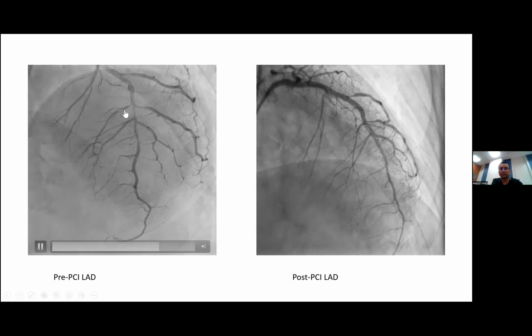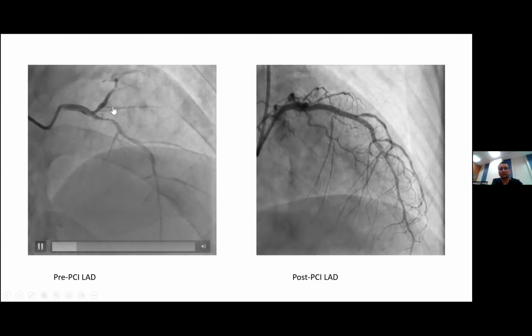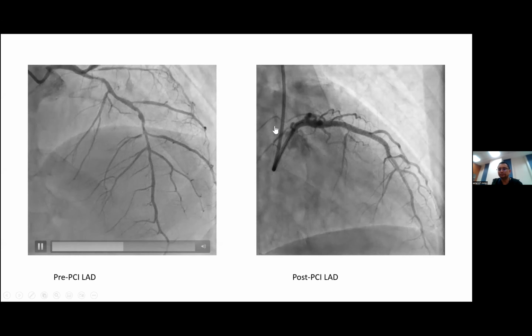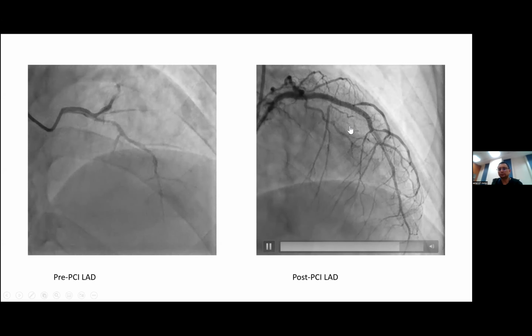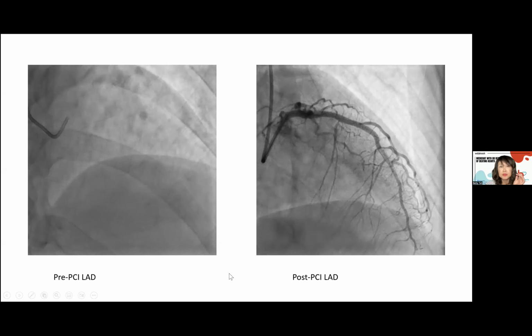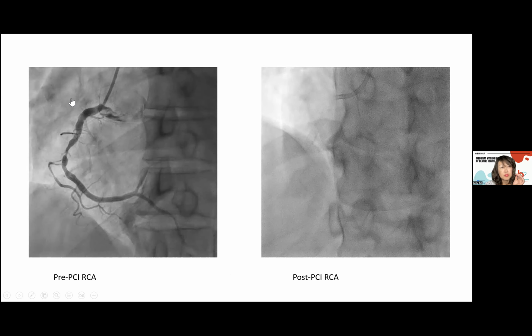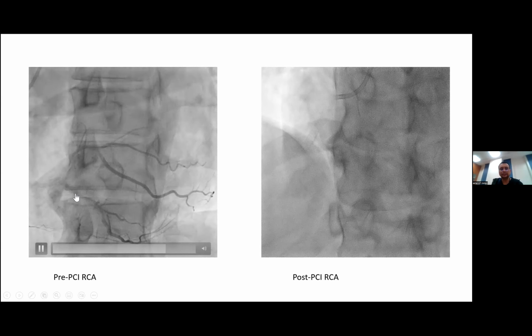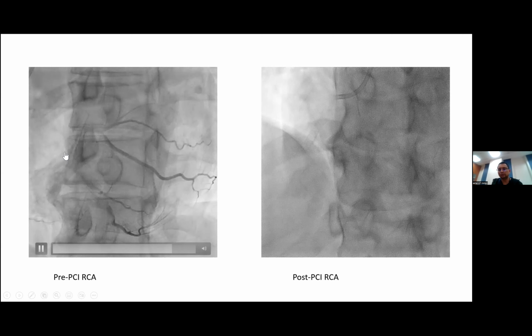So this is pre-angioplasty. You can see severe stenosis of the proximal LAD, and post-angioplasty where we stented the LAD and the results look okay. Again, we can see this is the right coronary artery, and you can see there is tight stenosis at the proximal right coronary artery there.